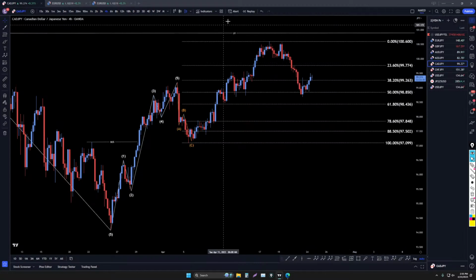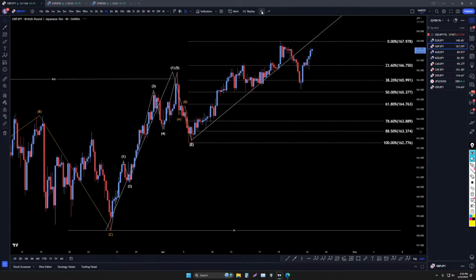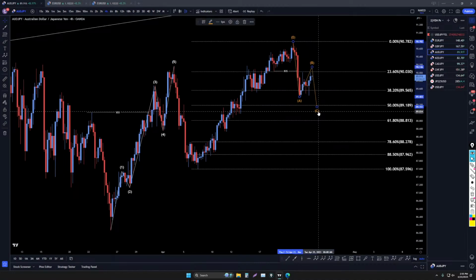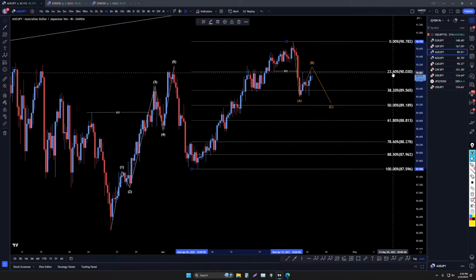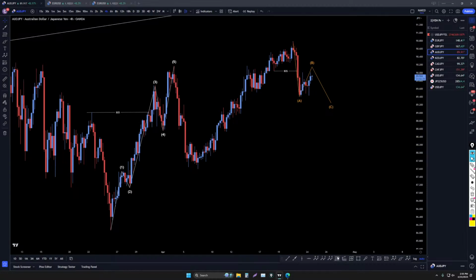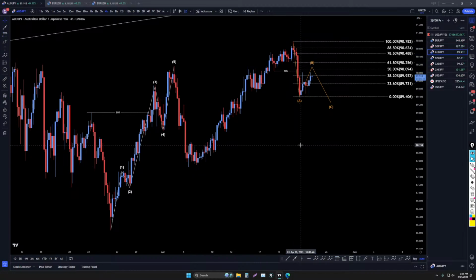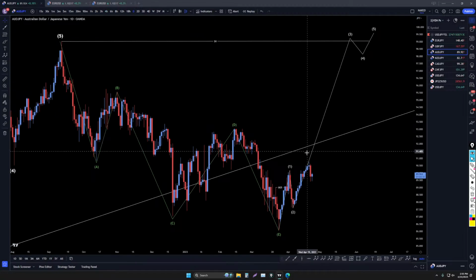So is this a wave B? That's kind of the question we have to ask. Let's go back a little bit here. So is this right here wave B? Let's get rid of this Fibonacci level for now, and let's put a Fibonacci retracement measuring this wave down. It is kind of looking like a wave B, but the trend is definitely up on the longer time frames.